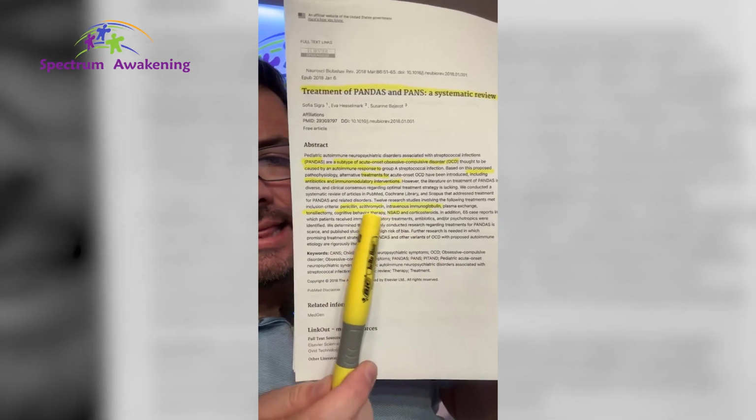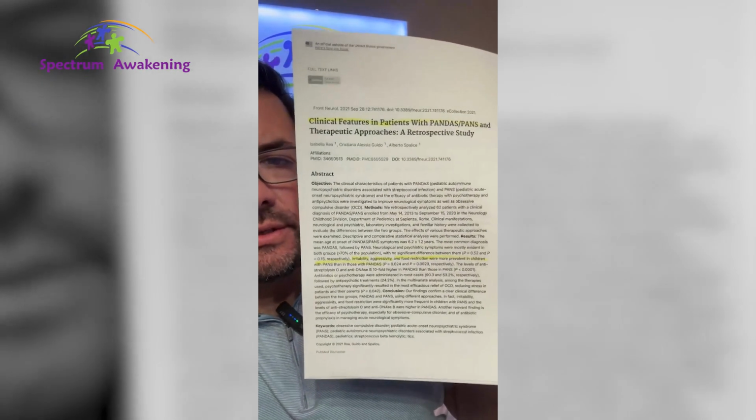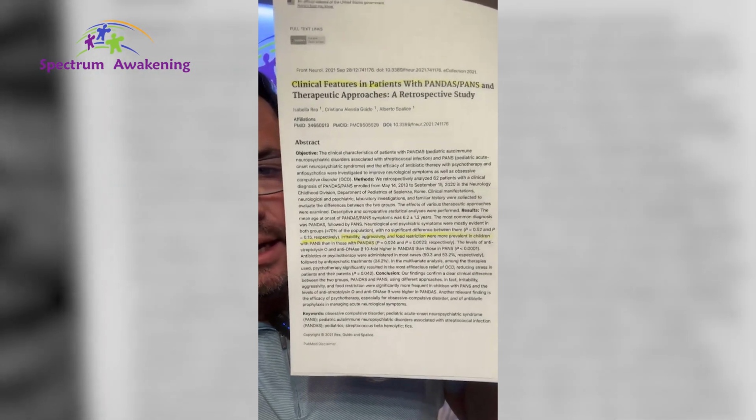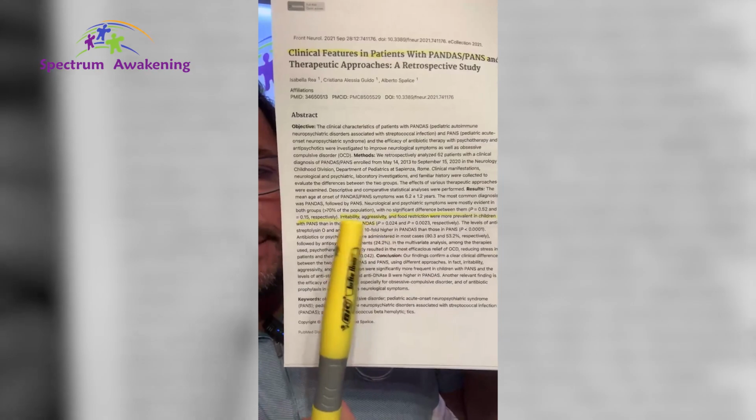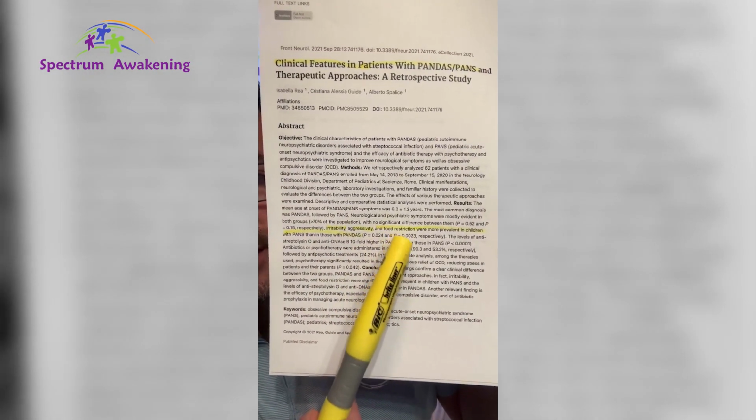Cognitive behavioral therapy, and then different anti-inflammatories like NSAIDs and corticosteroids. Okay? A good summary of this is how we treat it. So, here's a research study about the clinical features in patients with PANDAS and PANS. And I just wanted to highlight a little bit of this abstract. It talks about major symptoms being irritability, aggression, food restriction.